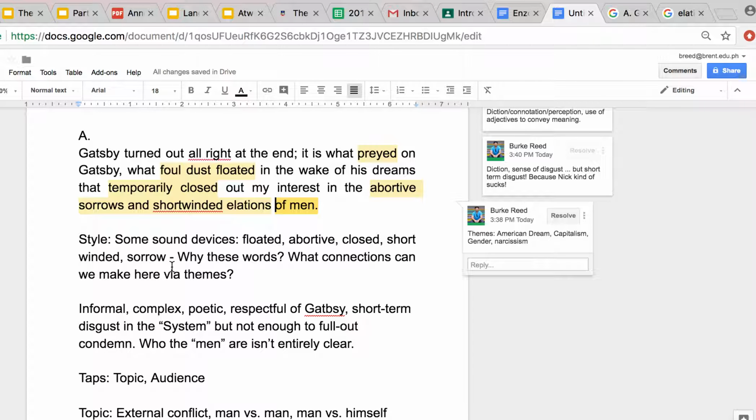Continuing on with that, we have informal, complex, and poetic word choice. It's very respectful of Gatsby. There is some characterization there. Nick feels somewhat sympathetic to Gatsby, maybe somewhat ignorantly sympathetic. There's a short-term disgust in the system, but again, it's not a full-out condemnation of the system itself. And then we also have the choice of the word men. It's very vague. It's not entirely clear who the men are. Are all men sort of lumped together here, or is he just assuming men as being upper class? It's very vague. Something to note.